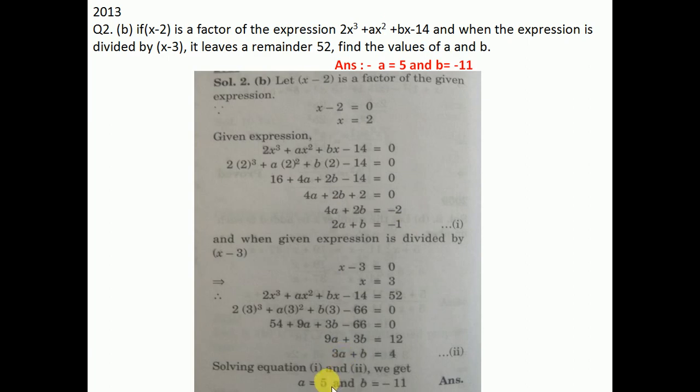Once you get a as 5, replace it here. 5 threes are 15. 15 goes to the other side, minus 15, so 4 minus 15 is minus 11. Or you can replace it here also, you will get the same answer. Once you get a and b values, for checking purposes, put a is equal to that value and b is equal to minus 11, and see whether when you put x is equal to 2, you get the remainder 0 or not. Or if you put x is equal to 3, see that you get the remainder as 52. In this way also you can check.